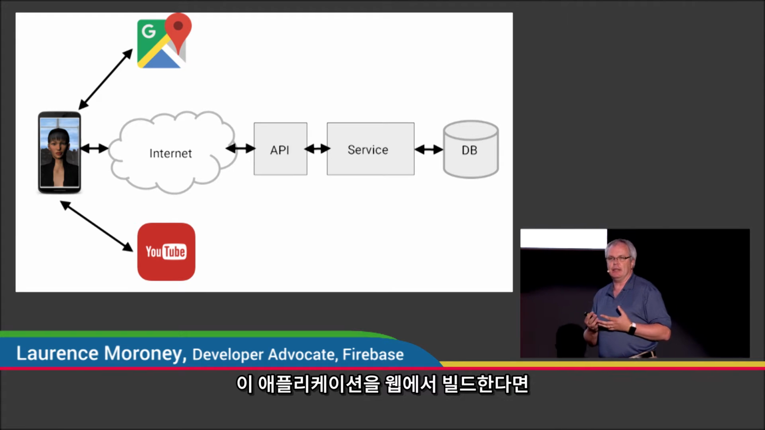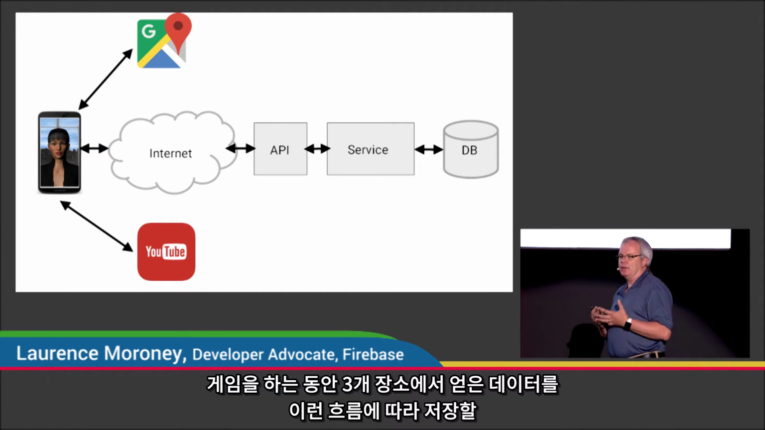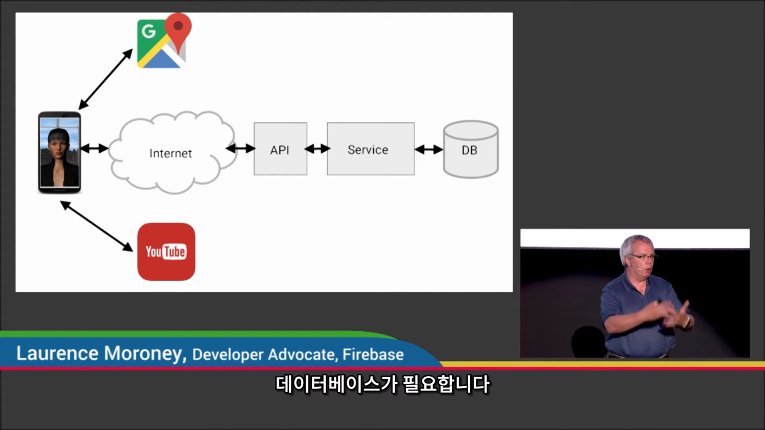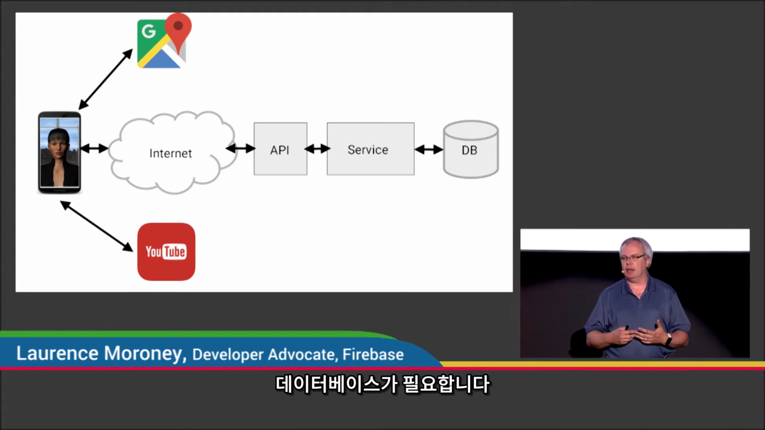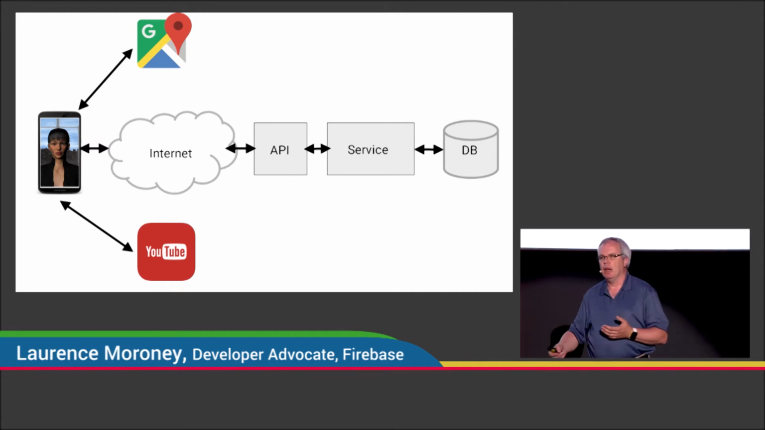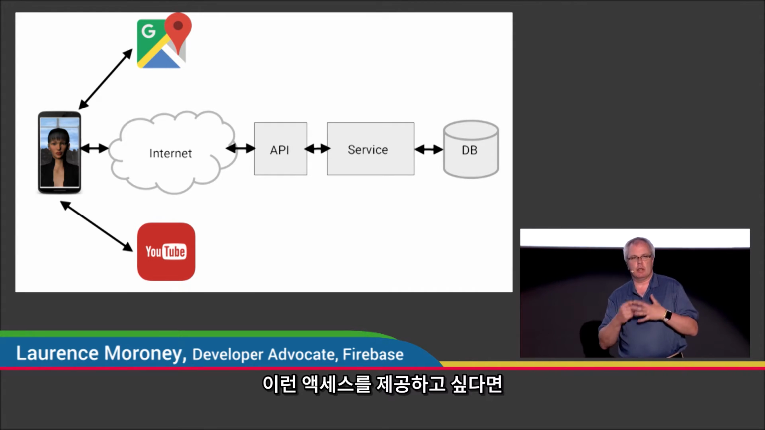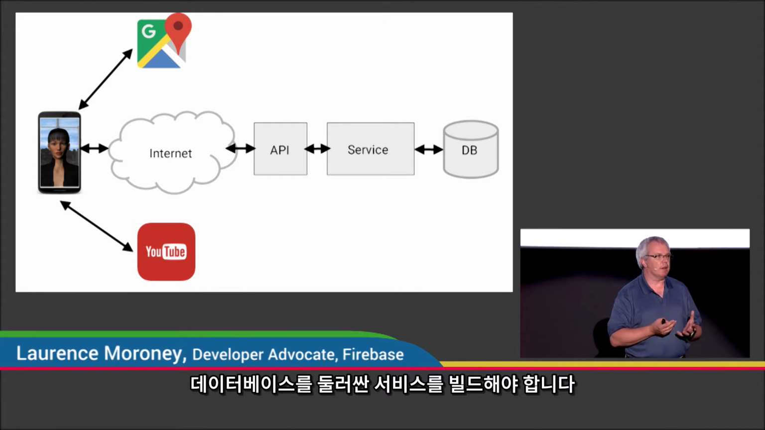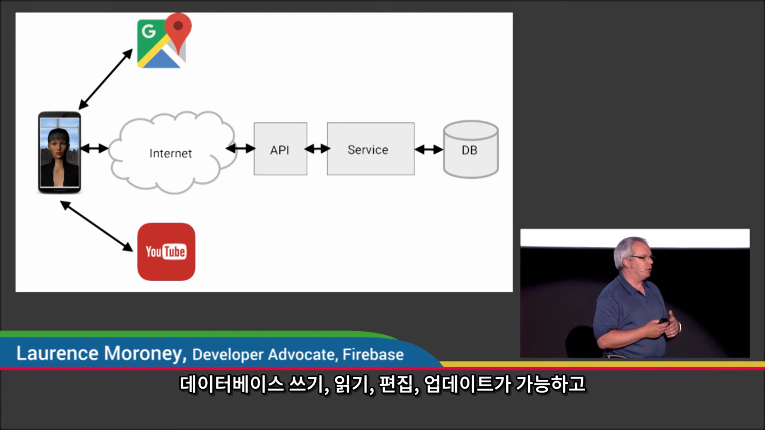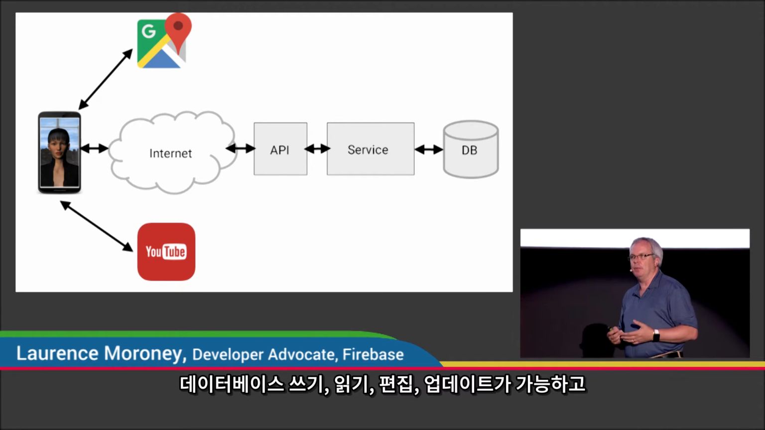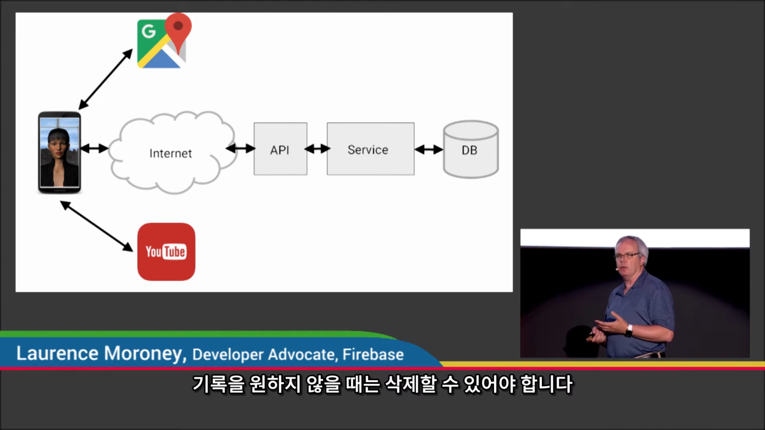Now, if you were building this on the web, you would build something like this to have the data for the 3 locations that you want the game experience to be in, stored in a database, such as what's on the right-hand side of this diagram. Now, if you are doing this and you want to provide that kind of access, then you need to build some kind of a service around that database, which writes to the database and reads from it, allows you to edit it, update it, maybe remove records when you don't want them.